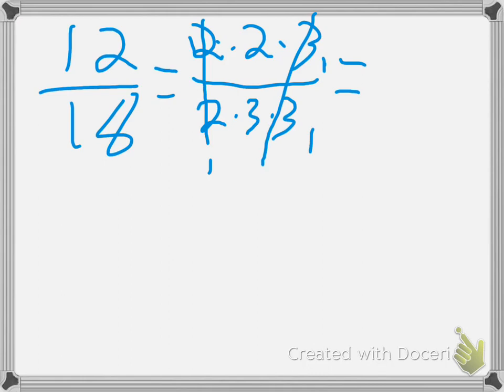So now all I have left is 1 times 2 times 1, and anything multiplied by 1 is itself, so all I have left is 2. And then on the denominator, all I have left is 3. So there's 2/3 once again. So prime factorization is another way that you can use to find the simplest form of a fraction.